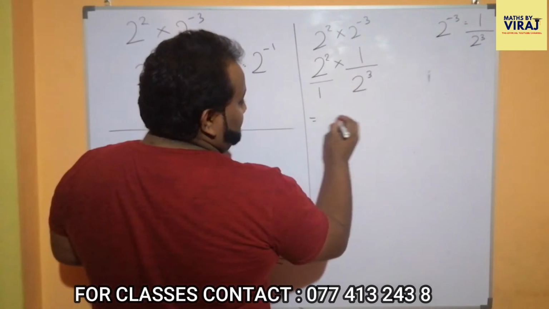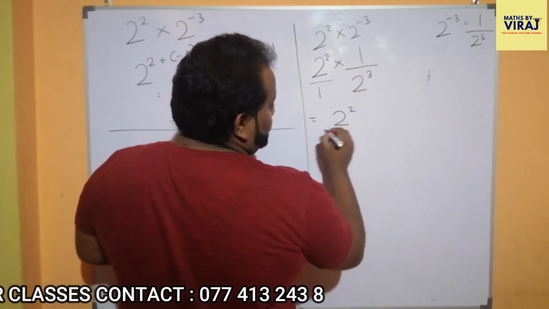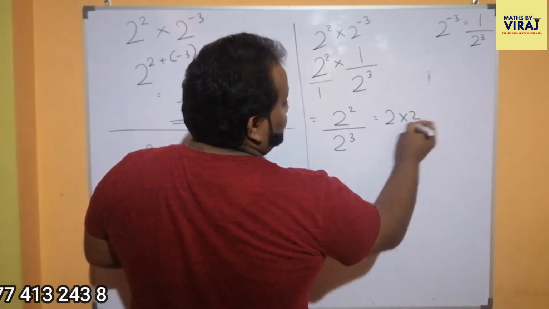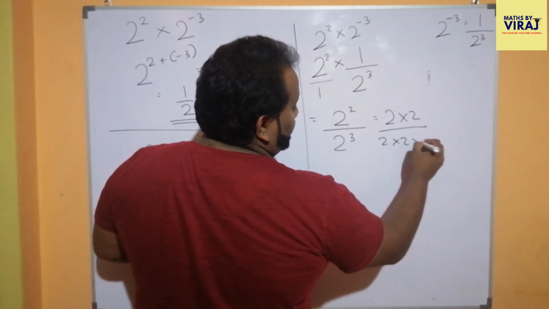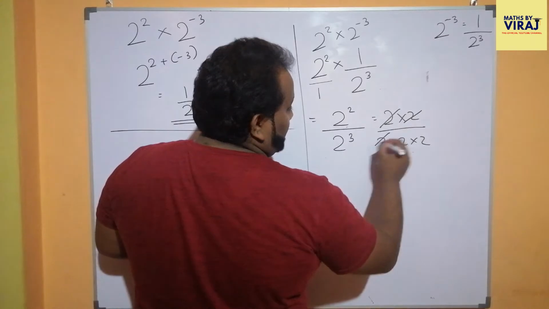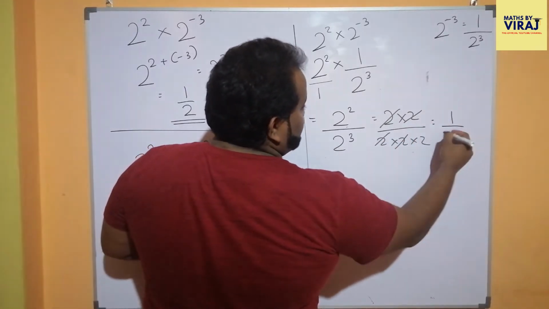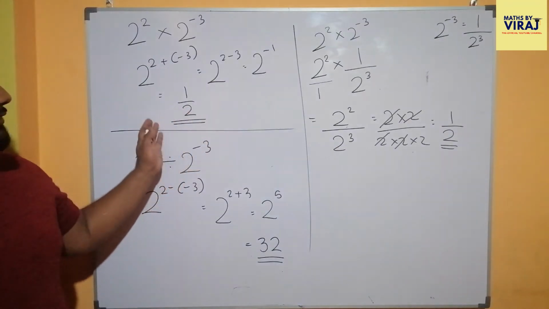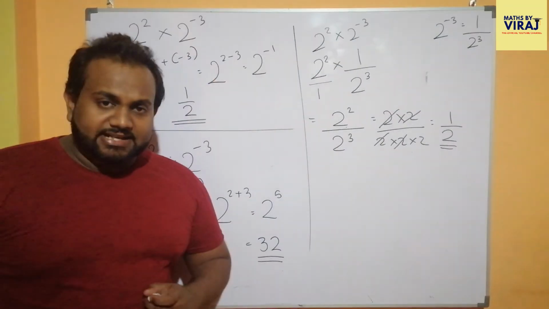When I multiply them, 2 to the power 2 over 2 to the power 3, which is 2 into 2 over 2 into 2 into 2. Cancel off each other, where I get the answer as 1 over 2. Same as that of what we got in indices.